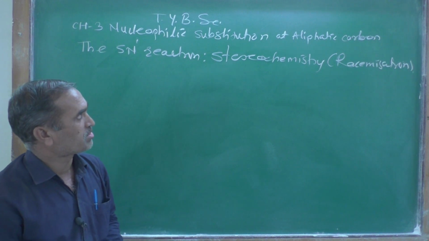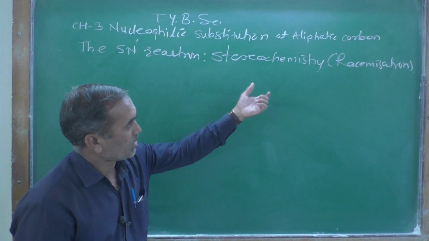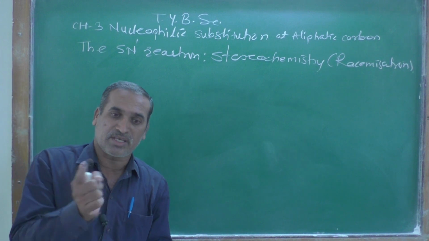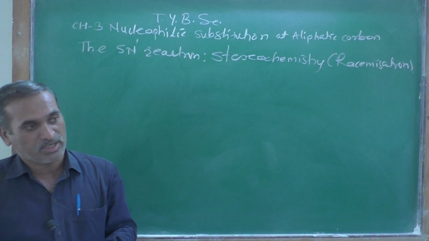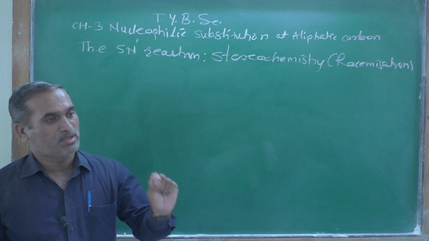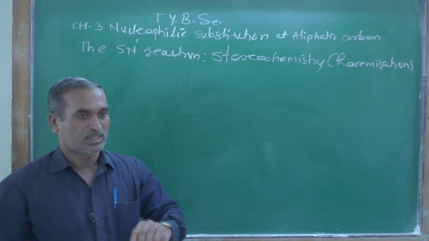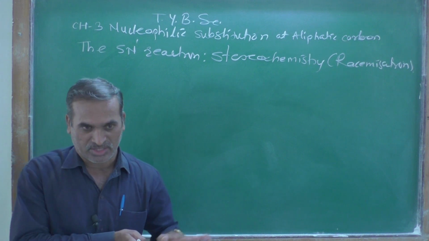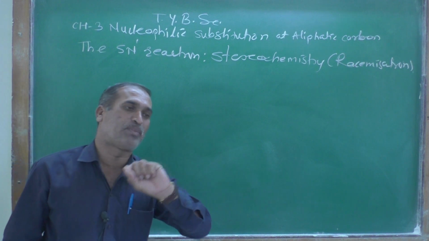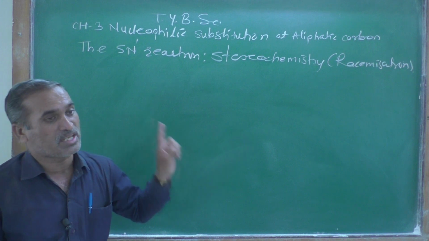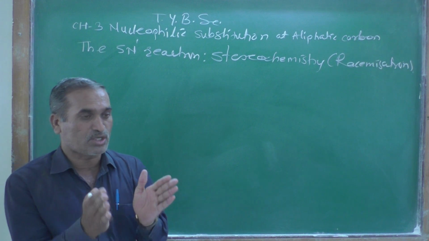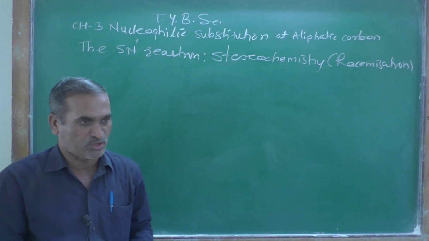Now the stereochemistry: I have written stereochemistry, and in brackets we have written racemization. As far as the SN2 reaction is concerned, there we have written an inversion product. Inversion product clearly indicates that there will be a nucleophilic attack from the back side. So that clearly indicates that in an SN2 reaction a complete inversion takes place. But here racemization is a process in which there is a mixture of enantiomers.